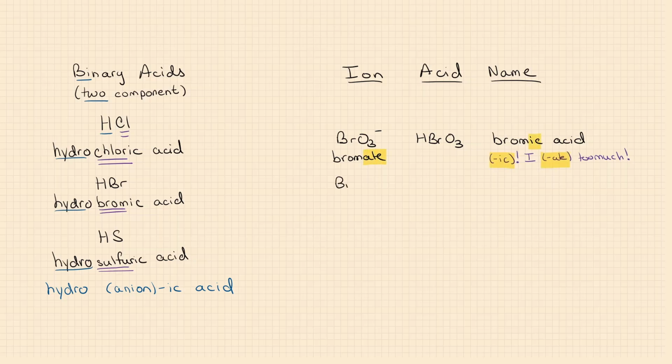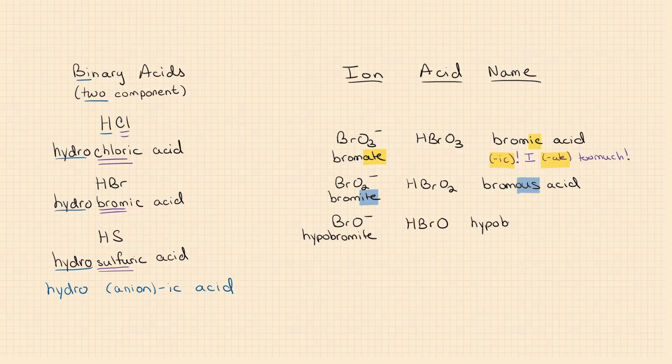For the bromite ion, BrO2-, it would form HBrO2. Which would be named by changing the "ite" ending to "ous". So bromite ions form bromous acid. And that's the only 2 rules. If we have BrO-, that's hypobromite, and its acid, HBrO, is still named just by changing the "ite" to "ous", giving us hypobromous acid. And perbromate, BrO4-, would eat too much and give us the ick for perbromic acid.